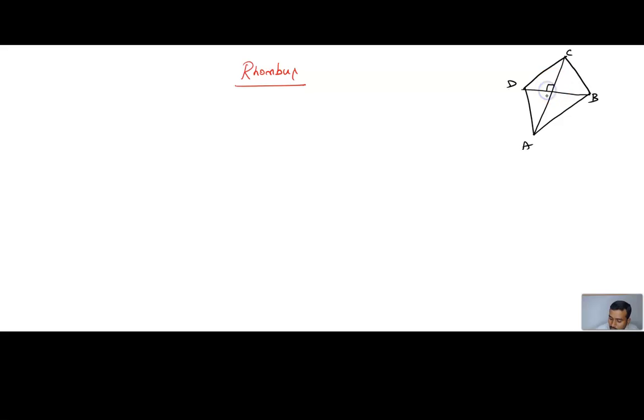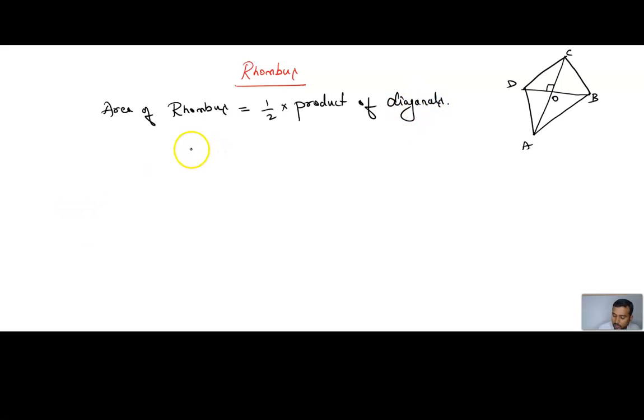So, remember, both the diagonals meet at the point O. They are at right angles. So, directly we can write the formula. I am not deriving it, directly I am writing here. Area of rhombus is equal to half into product of diagonals. That's nothing but area of rhombus is half into AC into BD.